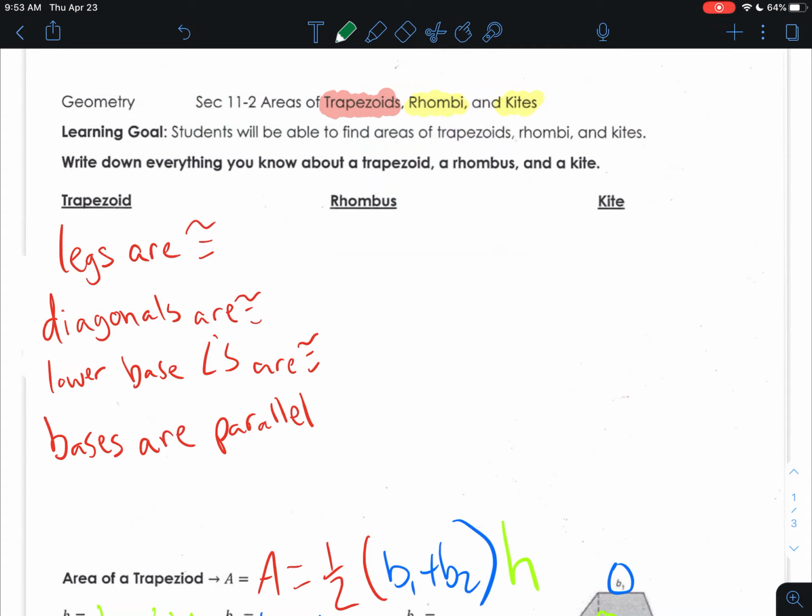Some characteristics of the rhombus are opposite sides are parallel. The diagonals are perpendicular. And the diagonals bisect each other.